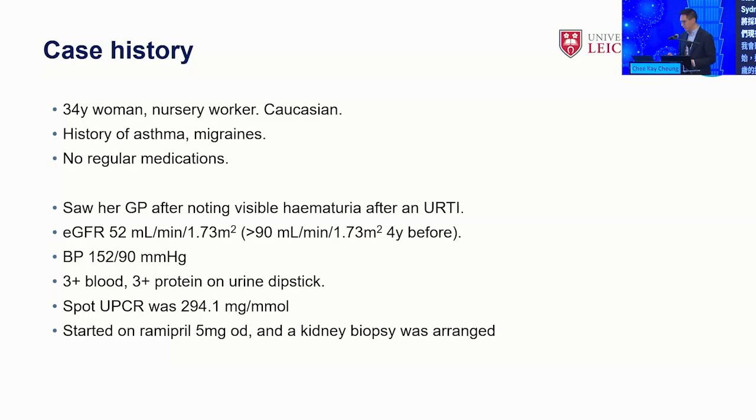It was noted her eGFR was 52 on presentation, and the last time she had any blood done was around 4 years before, when her kidney function was completely normal. She was hypertensive, she had blood and protein on her dipstick, her PCR showed about 3 grams of protein per day, she was started on ramipril, and a kidney biopsy was arranged. I think this is a case that will sound very familiar to many of you in this audience.